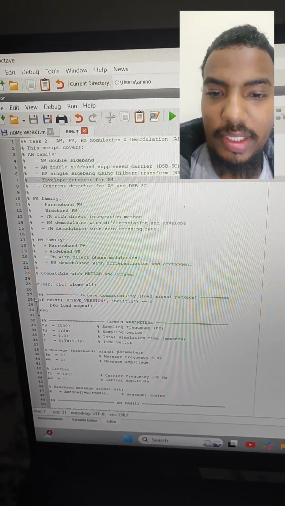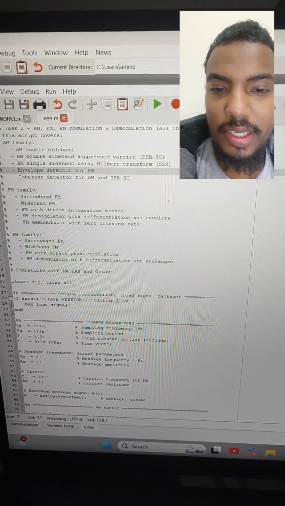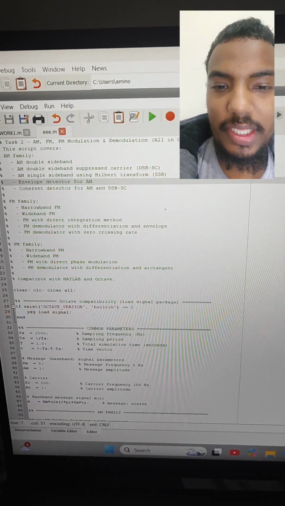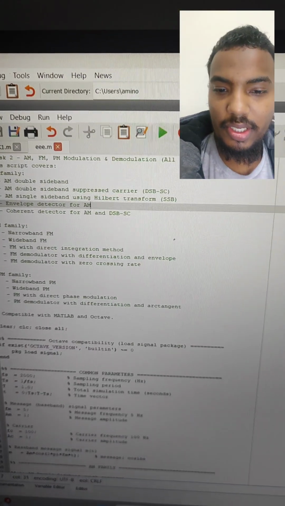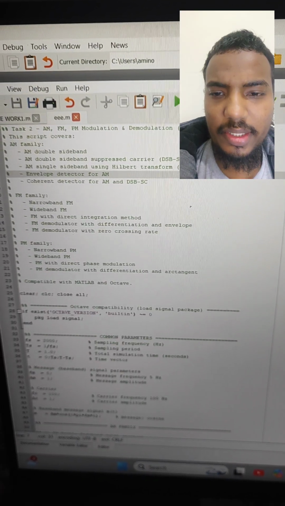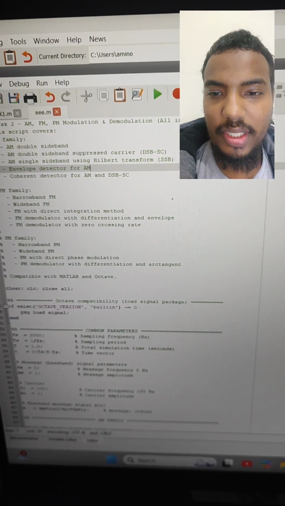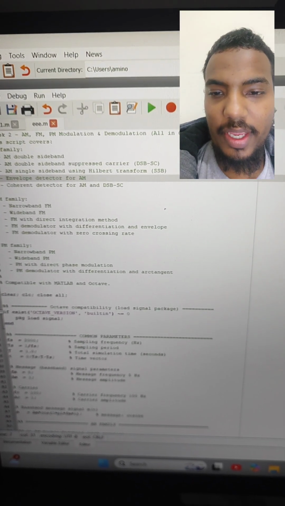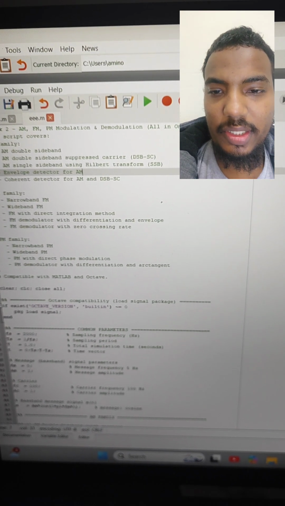At the beginning, I describe what the script does: amplitude, AM, FM, and PM, modulation and demodulation in one file. First, the AM part: AM double sideband with a carrier, double sideband suppressed carrier, SSB using a helper transform, envelope detector for AM, coherent detector for AM and double sideband.